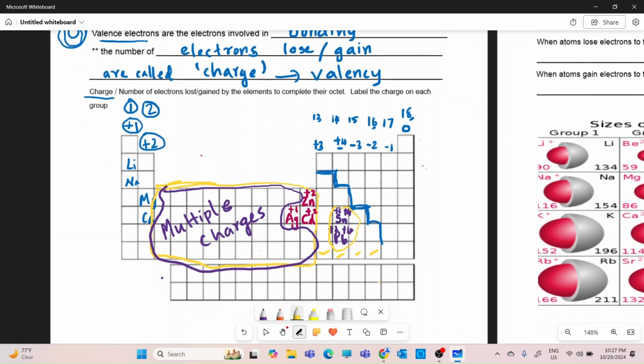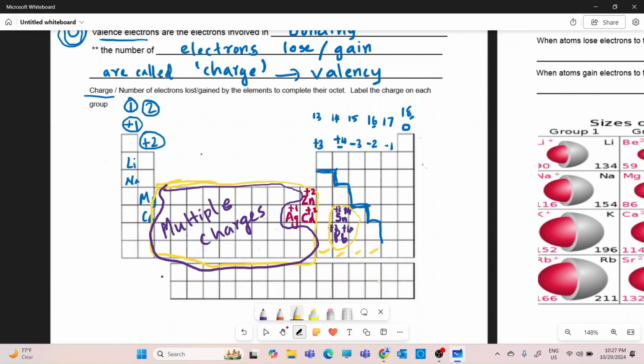Okay, so everyone needs to memorize the charges. Group 1 is +1, group 2 is +2, group 13 is +3. And if the question is, what is the charge for fluorine? You are saying it is -1. And for chlorine, -1. If it is oxygen, it is -2. And if it is nitrogen, it will be -3. So we need to use that later on in your lesson.